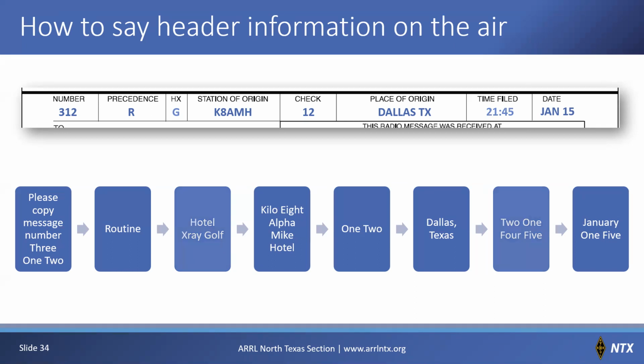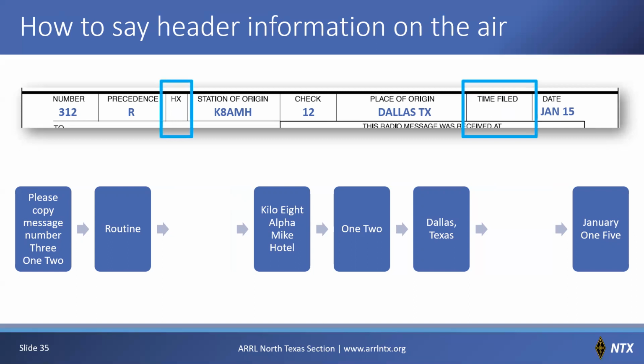Let me explain that this way. I mentioned that handling instruction and time filed are optional. So the way I would relay this is I would say copy number 312 routine Kilo 8 Alpha Mike Hotel 12 Dallas Texas, January 15. I don't even acknowledge them. I don't have to say it's blank or anything like that. You just roll right on through it. If you don't mention it, it is assumed to be blank. Questions on that one at all?